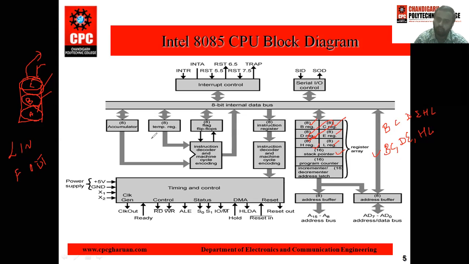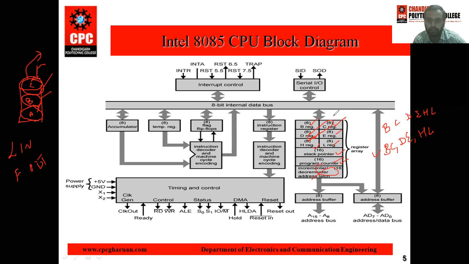Next is the program counter. The function of the program counter is to store the address of the next instruction. As we know, the 8085 microprocessor has 16-bit address lines, so this is a 16-bit register. In this 16-bit register, the 16-bit address of the next instruction is stored. This is the increment and decrement register, and this is the address latch. The function of the address latch is to separate the address and data buses.